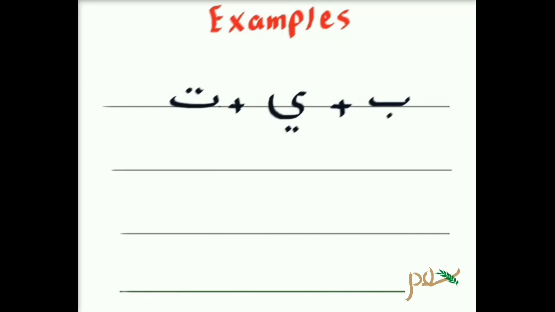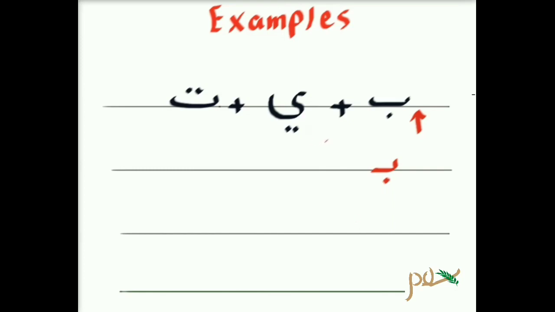To apply what we have learned, here are some examples. In the first example, here we have 3 letters, all of them in the isolated form. And we will make a word from these 3 letters. This is the isolated form of the letter ba, the isolated form of the letter ya, and here the isolated form of the letter ta. The letter ba is the first letter, so we will write it in the initial form because it's the first letter.